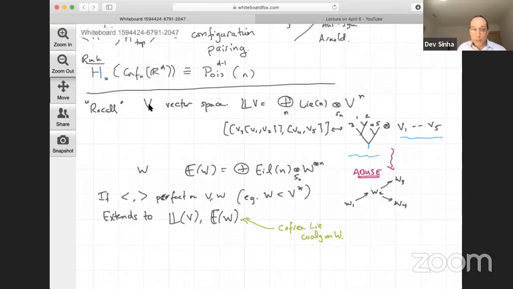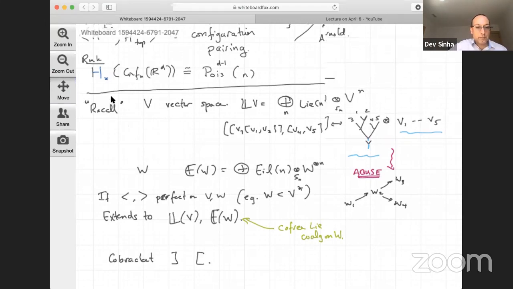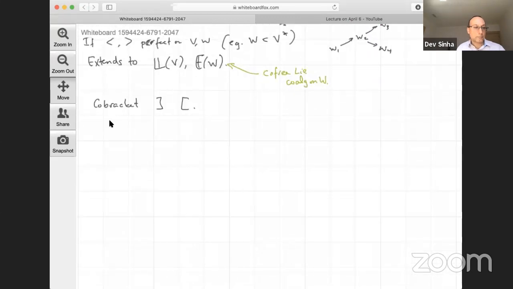So this is the co-free coalgebra, and what I should just say is, what is the co-bracket? People like to denote it this way. Well, let me just give you an example. So the co-bracket on, again by abuse, just think of this as a graph now with elements of W. I take every edge. So these are acyclic.